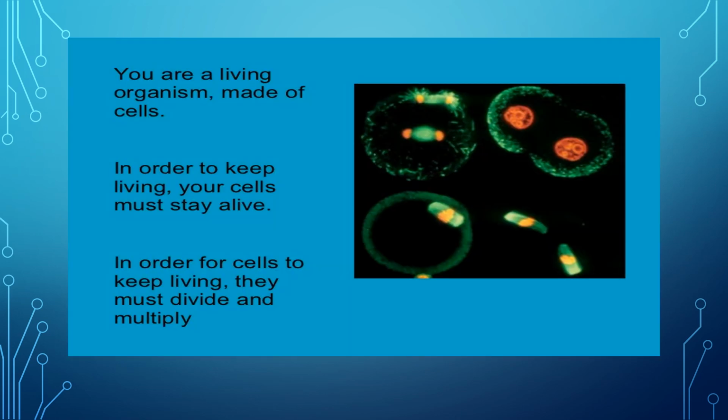Your living organism is made of cells. In order to keep living, your cells must stay alive. In order for cells to keep living, they must divide and multiply. That is the characteristic of the living things, that they will divide, they will multiply, and to stay alive, these living cells will keep on dividing.